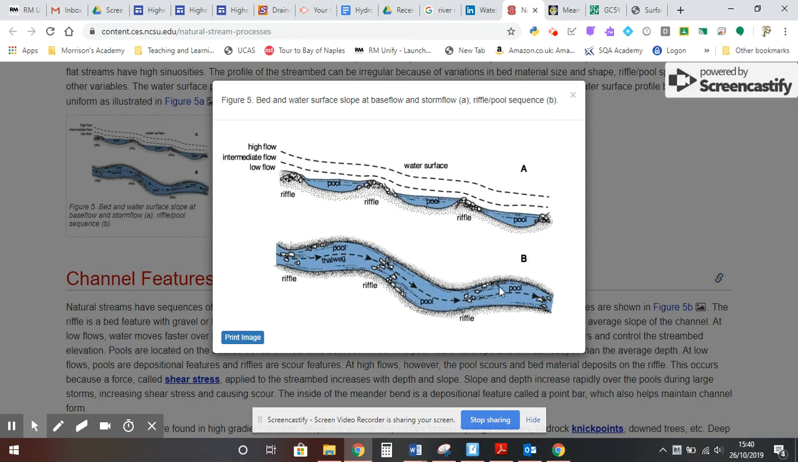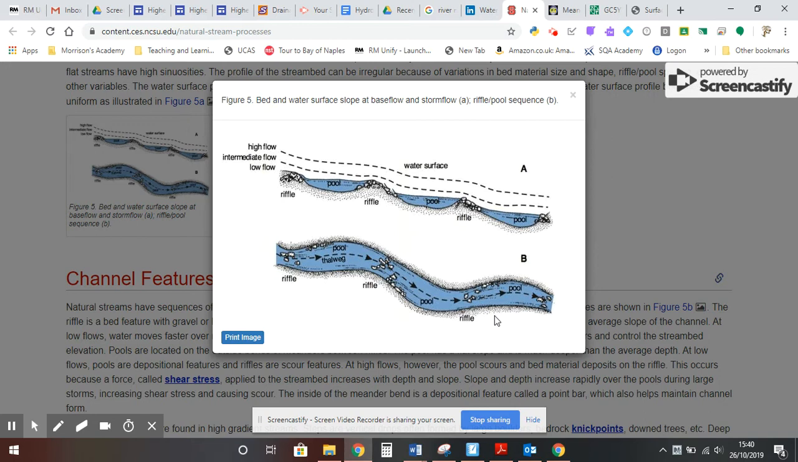And the fastest flow is what we call the Thalweg. And it's doing this in a helicoidal motion. That helicoidal motion is a corkscrew motion where it's corkscrewing back and forward across the channel, and it's doing this because it's moving between pools and riffles.